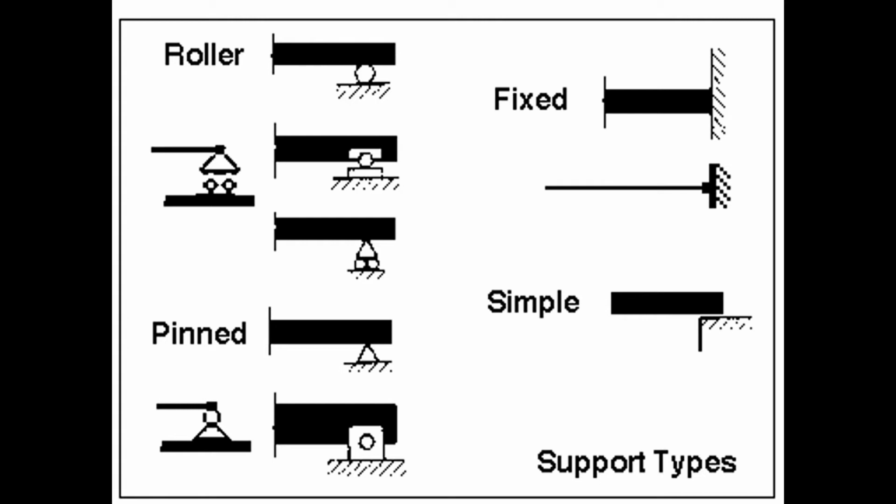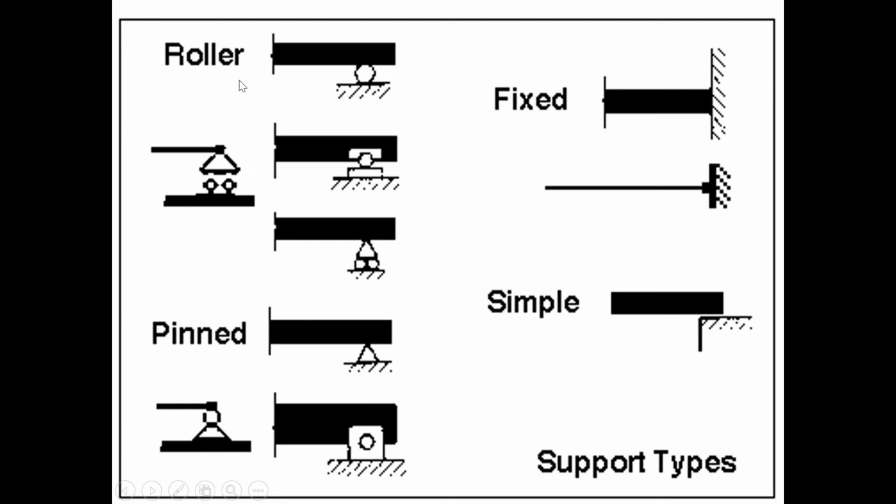Mainly there are four types of supports. First one is roller support. The second one is pinned support. It is also called as hinged support, fixed support and simple support. So these are the symbols for roller support, and these are the symbols for pinned, similarly for fixed and simple supports.